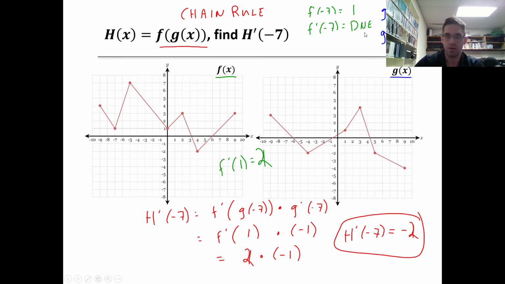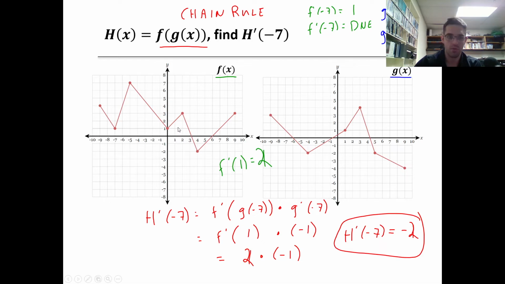And at this point you might say, well, how do I use this rule if f prime doesn't exist? Well, think about the formula for the chain rule. The formula for the chain rule is f prime of g of negative 7 times g prime of negative 7. So f prime at negative 7 is not actually used. Negative 7 is going to go into g first. And g of negative 7 is going to be positive 1. So f prime of g of negative 7 is equal to f prime of 1.